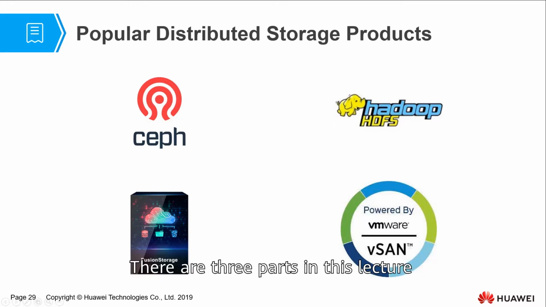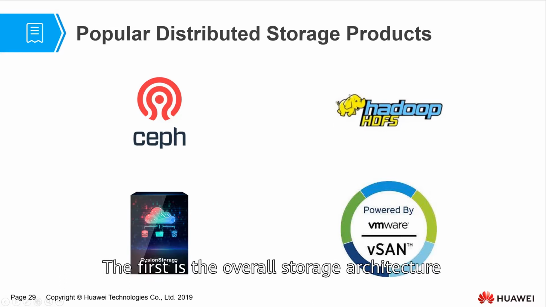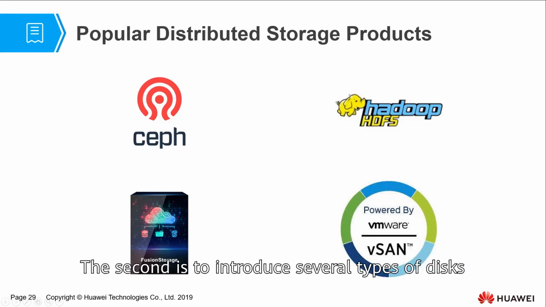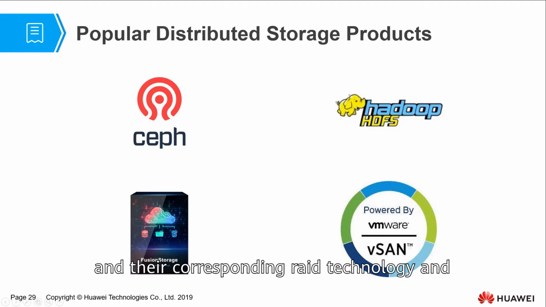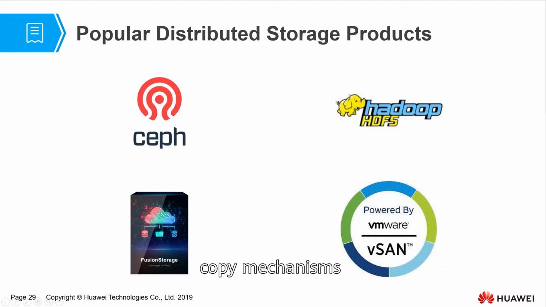There are 3 parts in this lecture. The first is the overall storage architecture. The second is to introduce several types of disks that are common in the market. Third, introduce 2 types of storage, centralized storage and distributed storage, and their corresponding RAID technology and copy mechanisms.